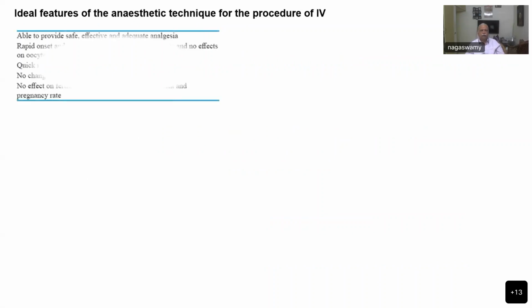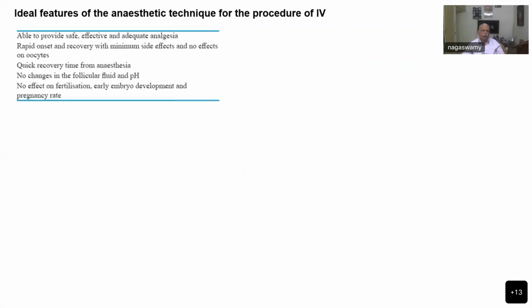Ideal features include that you must be able to provide safe, effective, adequate analgesia, with rapid onset and recovery, and minimum or no side effects on the oocytes. It should not affect the ovary. And there should be quick recovery from anesthesia so that the patients can go home easily. In large centers where a lot of patients are scheduled for oocyte retrieval, there may be 15, 20 ladies waiting. So if there is a delayed recovery, the whole procedure will get delayed.